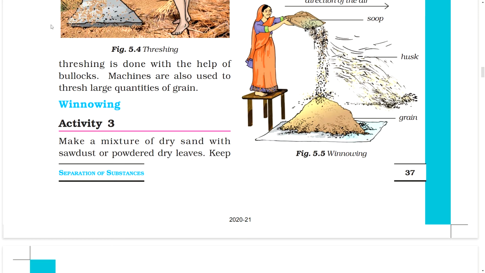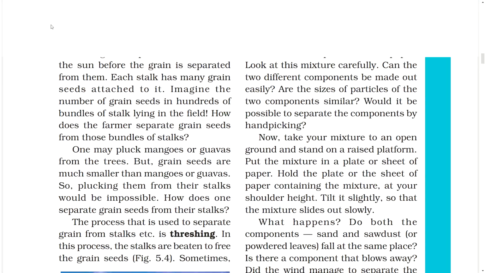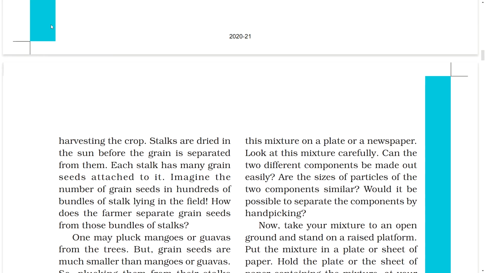Winnowing. Activity 3. Make a mixture of dry sand with sawdust or powdered dry leaves. Put this mixture on a plate or a newspaper. Look at this mixture carefully. Can the two different components be made out easily? Are the sizes of particles of the two components similar? Would it be possible to separate the components by handpicking?